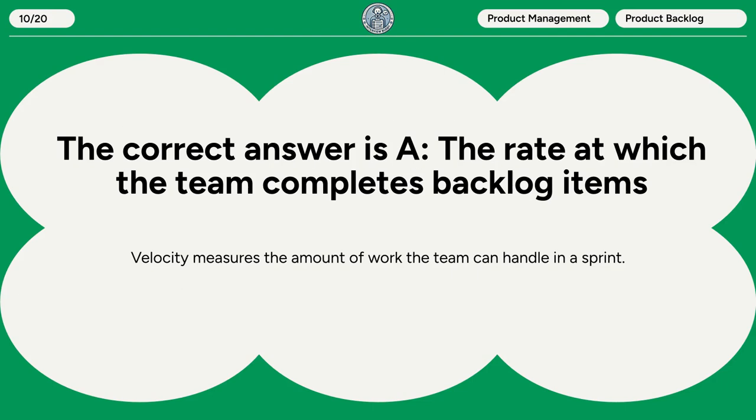The correct answer is A. The rate at which the team completes backlog items. Velocity measures the amount of work the team can handle in a sprint.